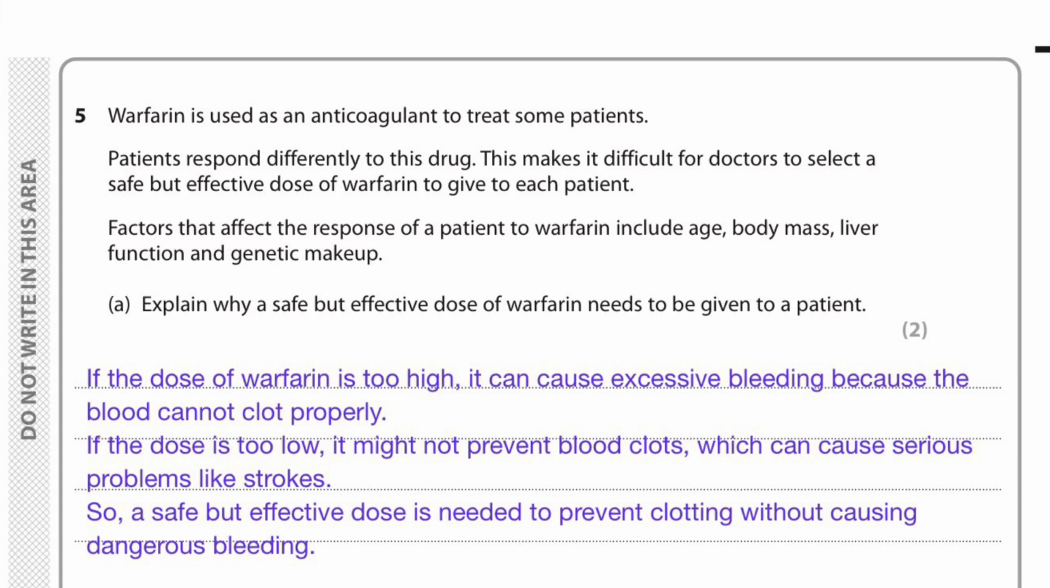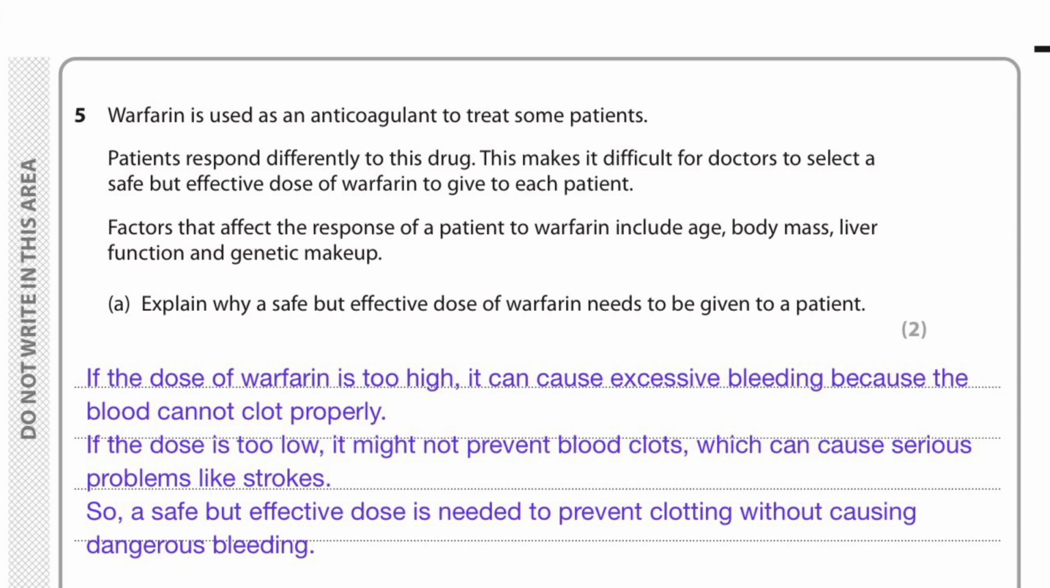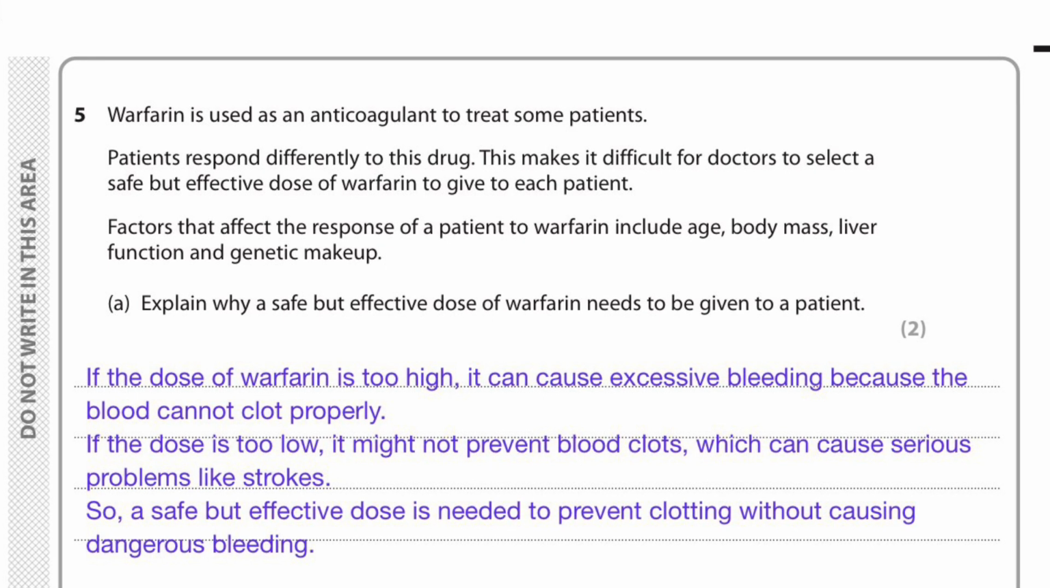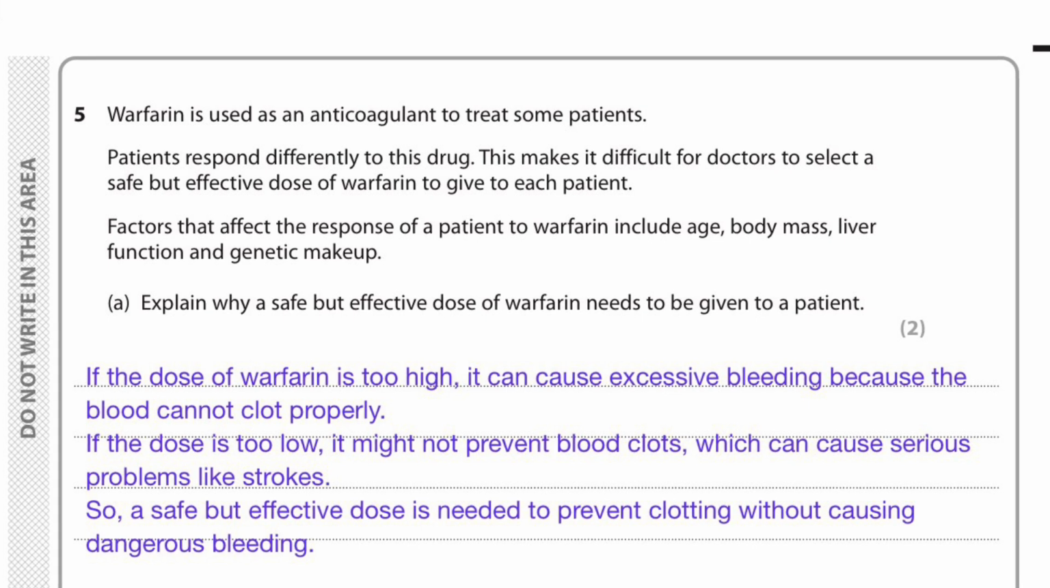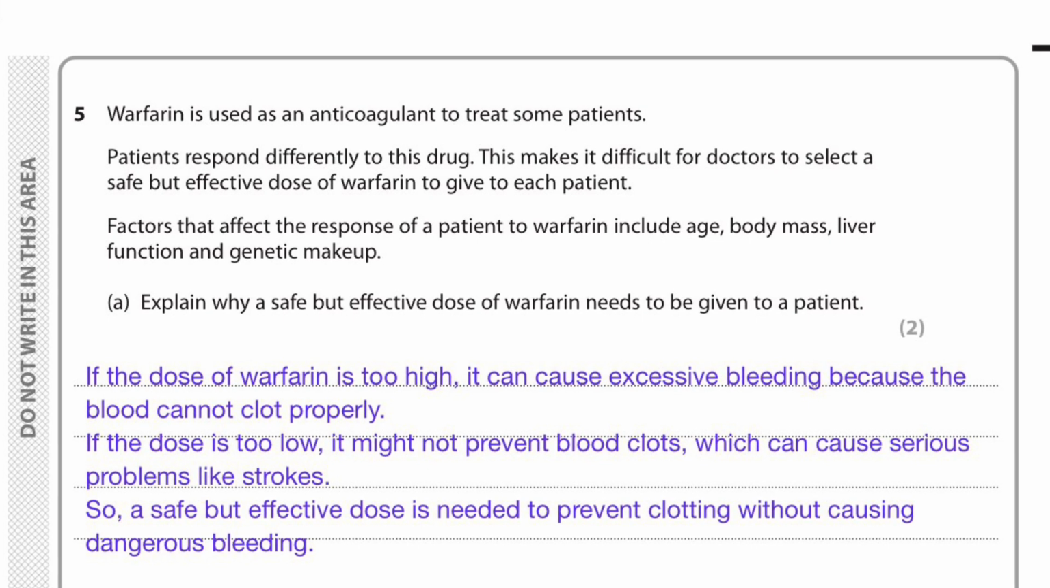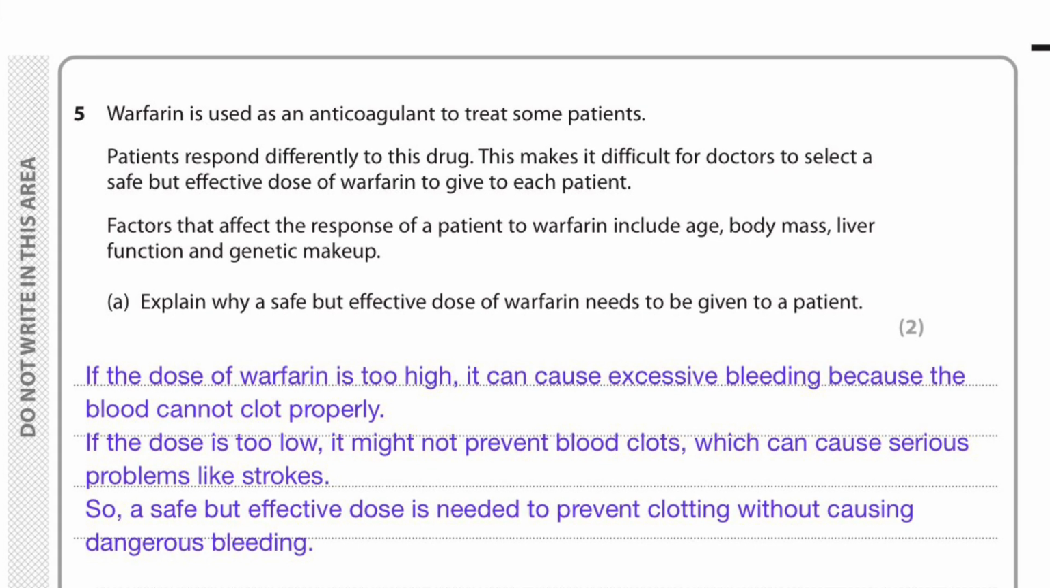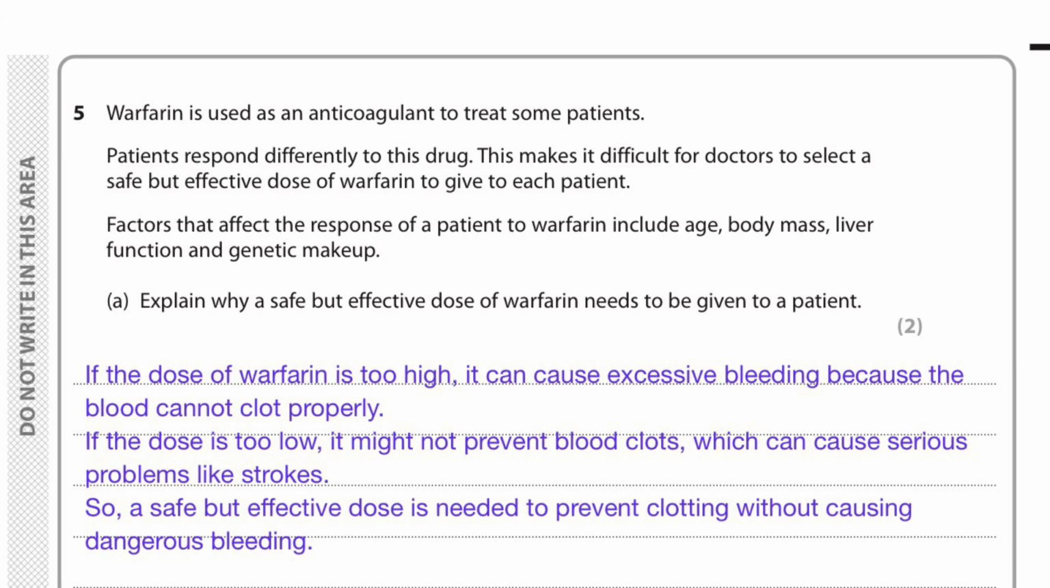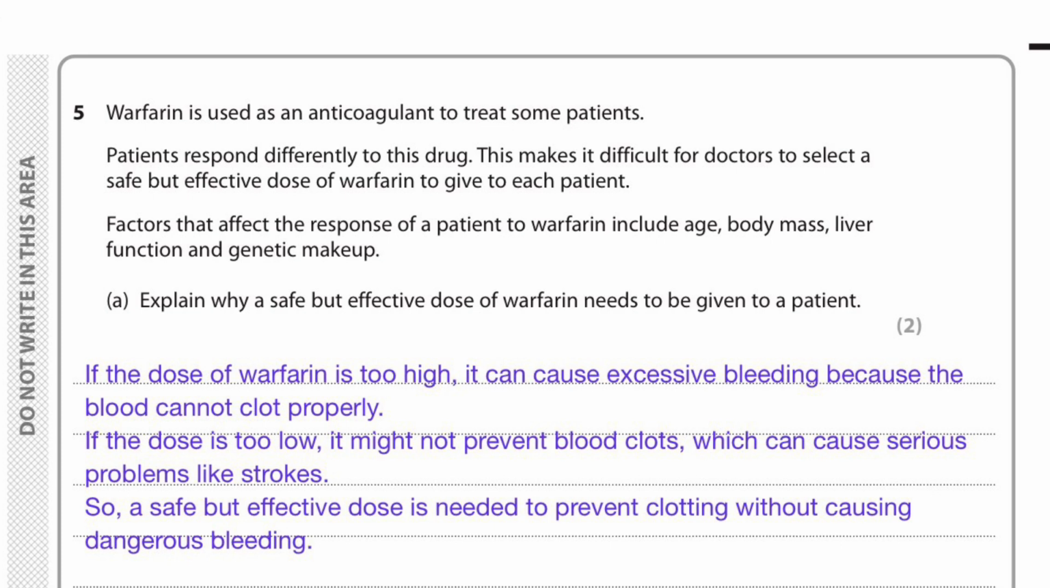So I said, if the dose of Warfarin is too high, it can cause excessive bleeding because the blood cannot clot properly. If the dose is too low, it might not prevent blood clots, which can cause serious problems like strokes. So a safe but effective dose is needed to prevent clotting without causing dangerous bleeding.